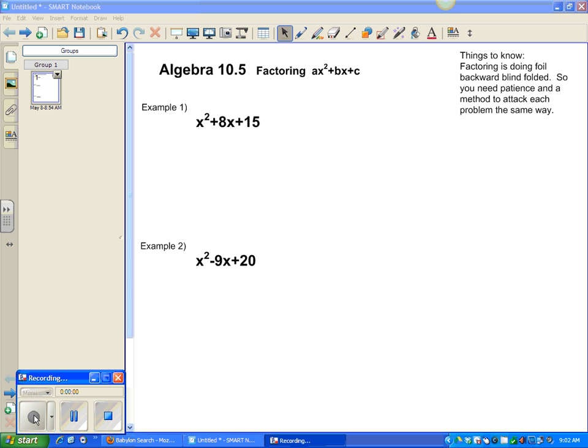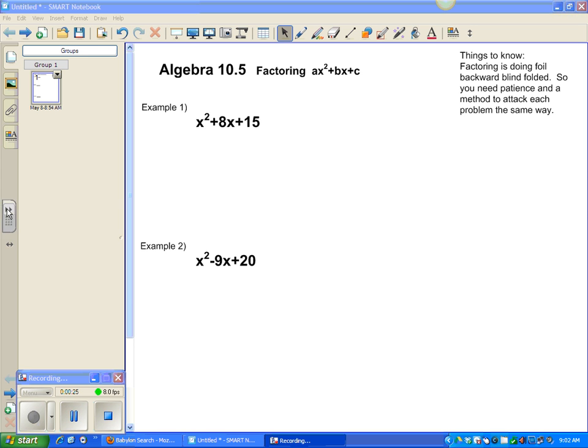Here we are at Algebra 10.5, factoring a squared plus bx plus c. This factoring is really doing FOIL backwards, and you're kind of blindfolded. So you'll need patience and a method to attack each problem the same way. If you use the same method every time, you should do okay in this section.